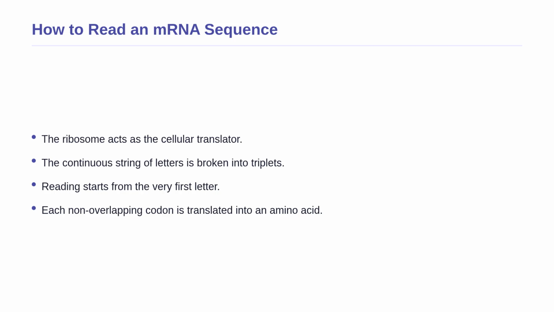Once the sequence is divided into these 3-letter blocks, the ribosome uses the standard genetic code dictionary to translate each codon into its corresponding amino acid, linking them together to build a protein.